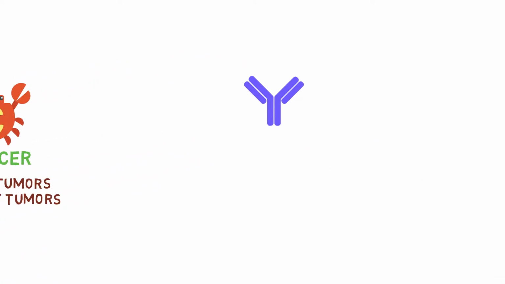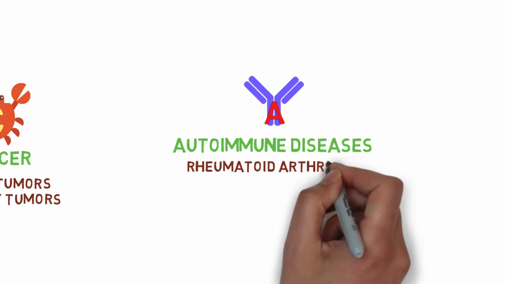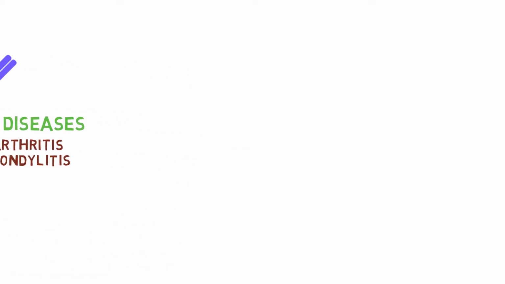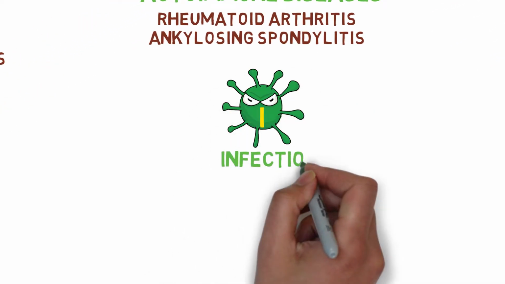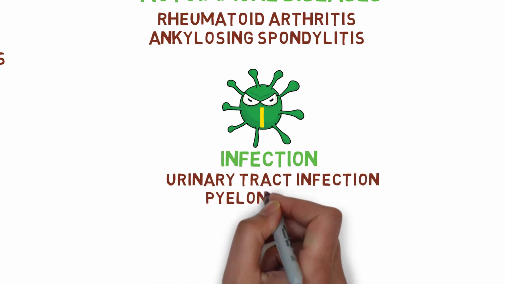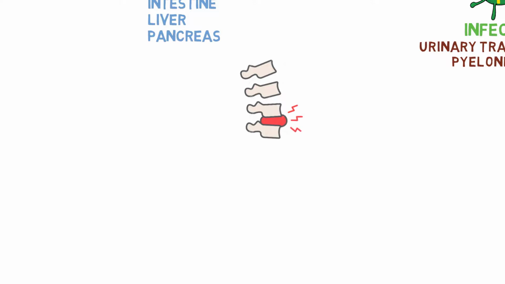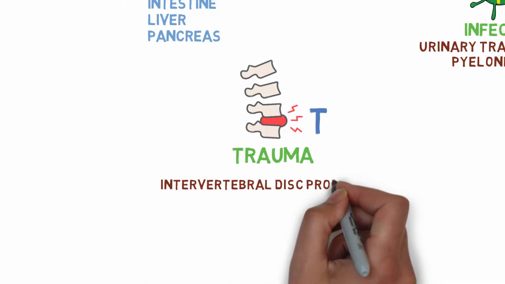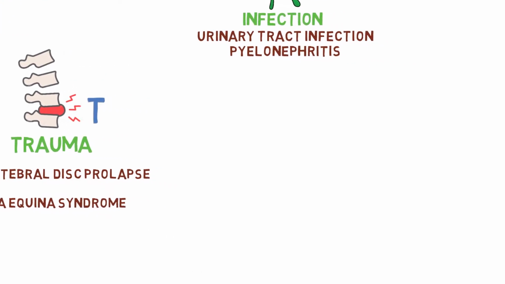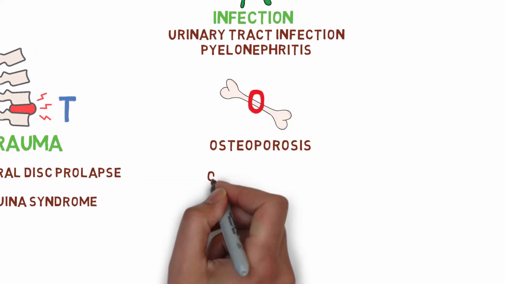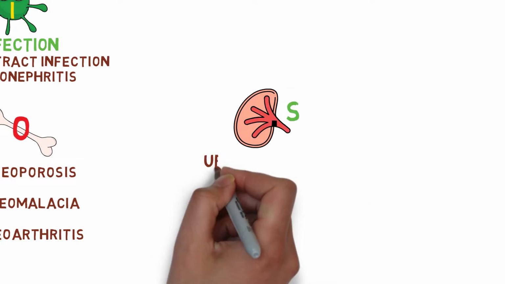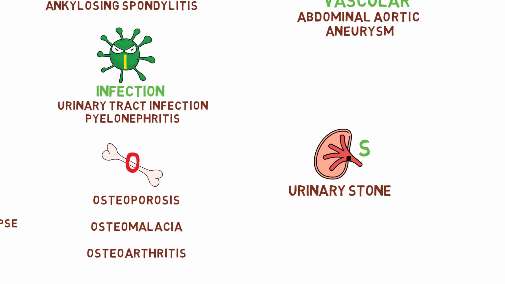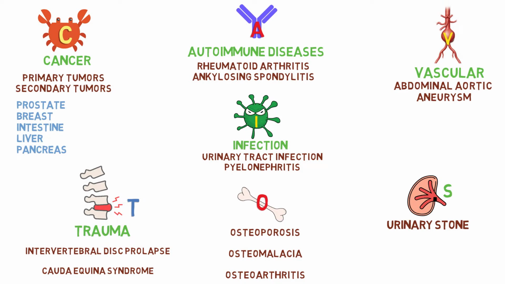Moving to A for autoimmune diseases like rheumatoid arthritis, ankylosing spondylitis. V for vascular conditions like abdominal aortic aneurysm. I for infection, urinary tract infection including pyelonephritis. T stands for trauma, intervertebral disc prolapse, cauda equina syndrome. O for osteoporosis, osteomalacia, osteoarthritis. And S for urinary stones. Let's now address a few important pathologies and the crucial questions we must ask.